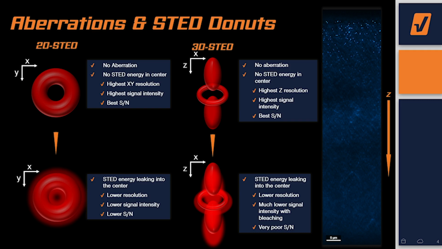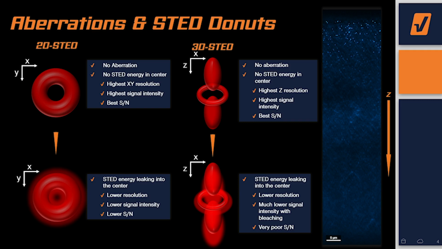And the main reason for this is that also the STED donuts are affected by the spherical aberrations, and they get more and more distorted because of the mentioned refractive index mismatches. So also the donut gets blurrier and smeared out, particularly in the Z dimension.